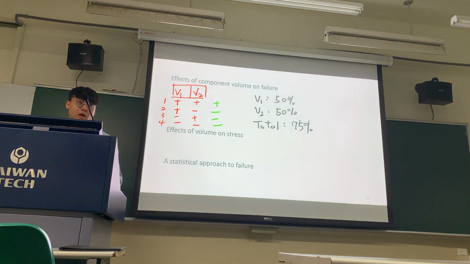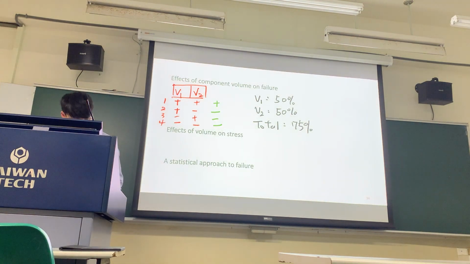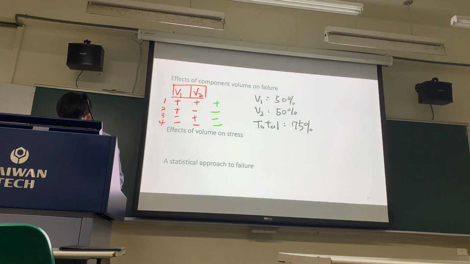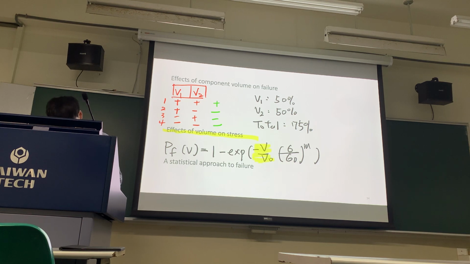You always have some magnification for these kinds of things happening, right? So we also need to consider the effect of volume on stresses. That equation that I just wrote, PF, I'm going to rewrite that equation. V means the volume, minus the exponential, minus V over V naught. The only thing I just added to this equation right now is this term over here. What this means is that the V over here stands for the component, and this is the reference volume.